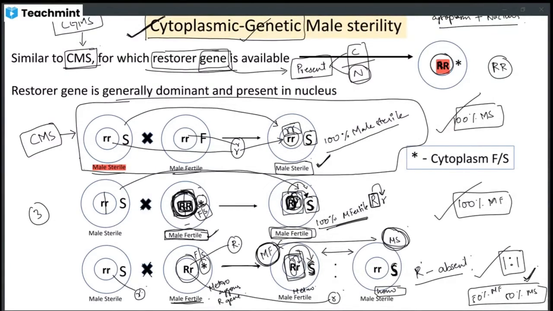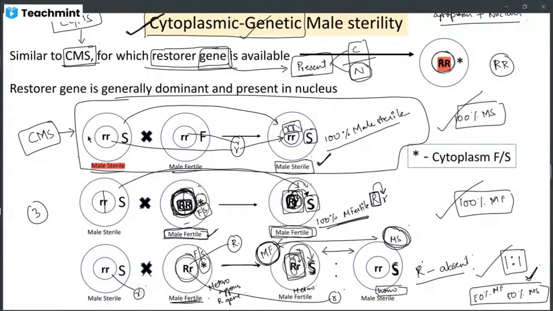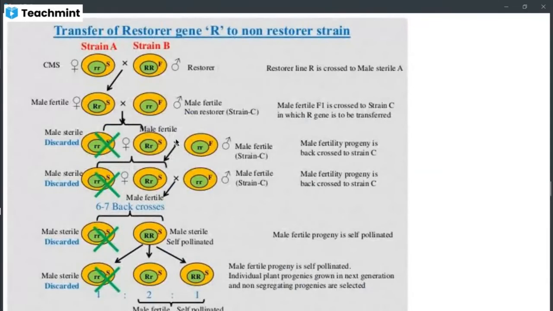Okay, and now we will see how to transfer this restorer gene into a new line. So what is the method that we use to transfer a gene from one plant to another plant or from one strain to another strain? What do you call that method? Backcross, right? Yeah, backcross breeding is a method that we can use to transfer genes. Gene transfer always involves your backcross breeding program. Okay.